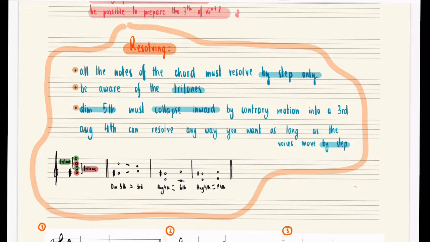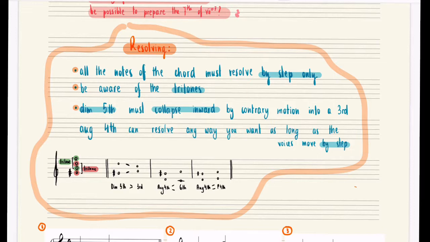So no leaps. Every single note that belongs to the chord has to move on to the next chord by step. And usually in a 7th chord, I ask you to think about the leading tone, which must lead onto the 1st degree of the scale, or onto the 5th degree of the scale if it is in an inner voice. And I also ask you to think about the 7th of the chord, which has to resolve by step.